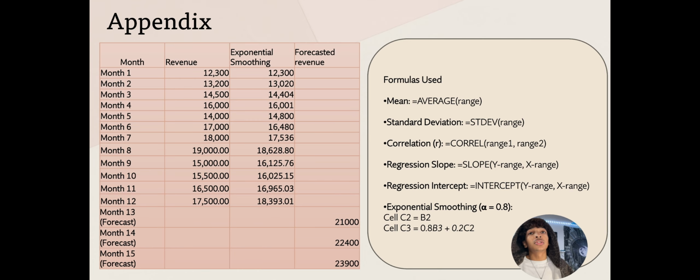Appendix. This section includes all the calculations and materials used throughout the project, like data tables, formulas, intermediate steps, and visual outputs. We've also included month-by-month revenue charts and exponential smoothing results. All of this is meant to show exactly how our conclusions were reached and keep the entire process transparent and easy to reproduce.